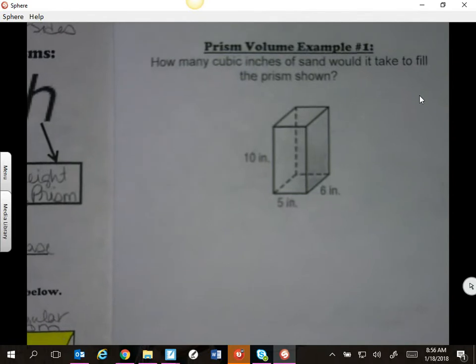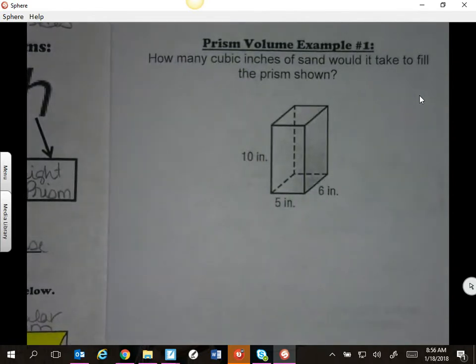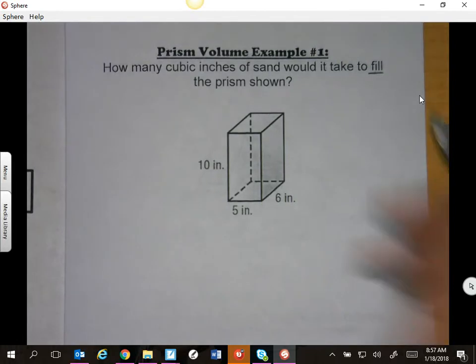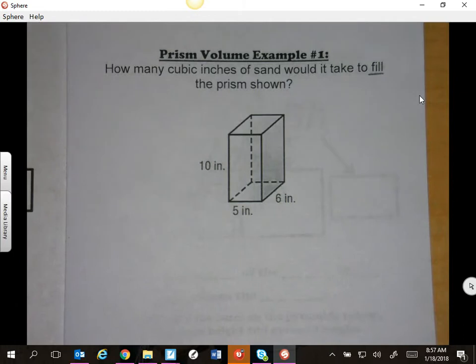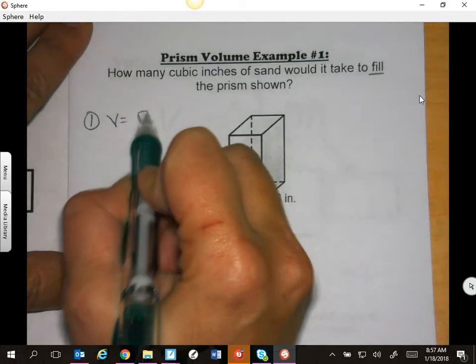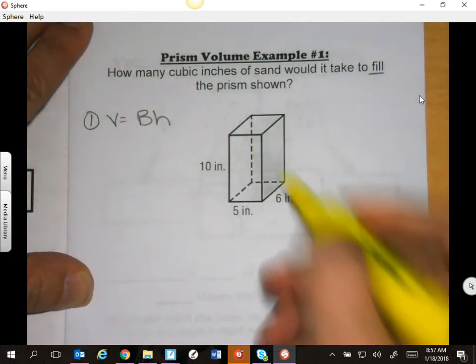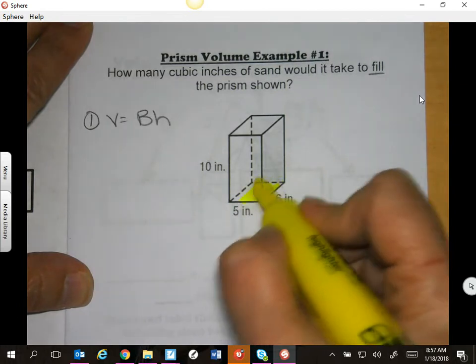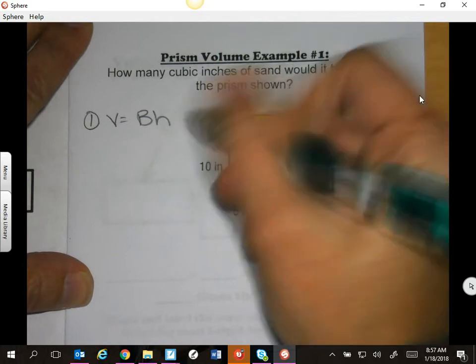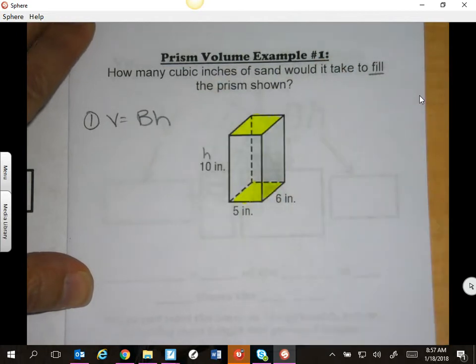So here on page 2, I have volume of a prism, example number 1. How many cubic inches of sand would it take to fill the prism shown? Fill is going to be your key word for volume. So, like always, we're going to write down our formula. V equals big B H. We're going to shade our base shape. I'm going to go ahead and have it be this bottom. It could be the side. It doesn't matter on a rectangular prism. And that makes this my height because it is not part of my shaded piece.